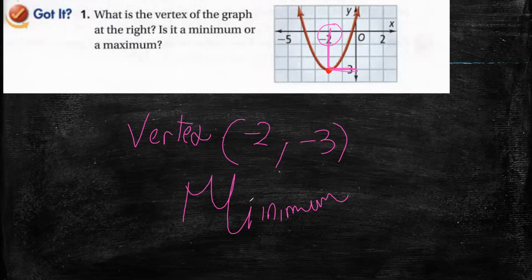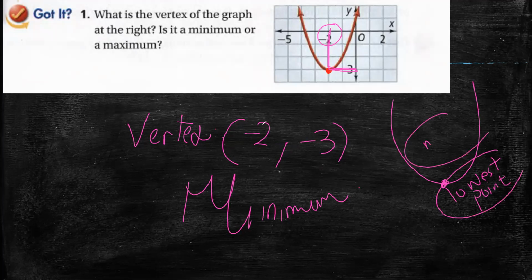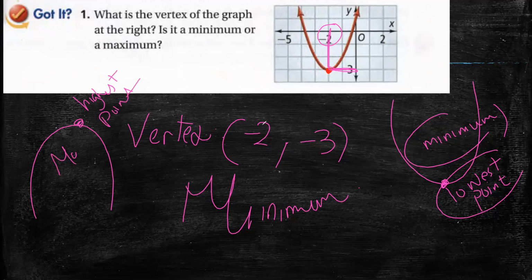I didn't understand how we know if it's minimum or maximum. Look at here. This point, is it in the lowest point? Yes. Since it is at the lowest point, I will say it is minimum. If it is the highest point, I will say it is maximum. Okay, thank you, teacher. You're welcome.